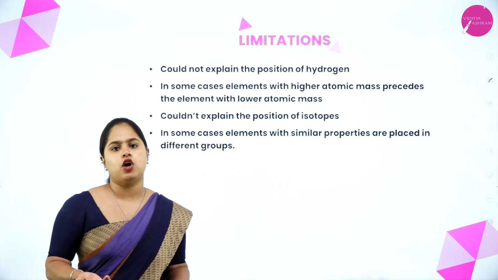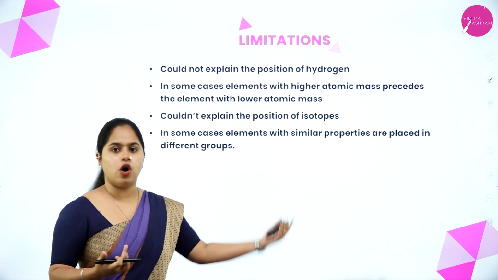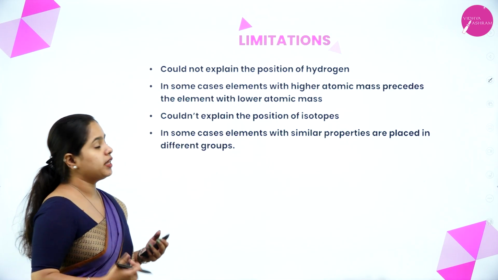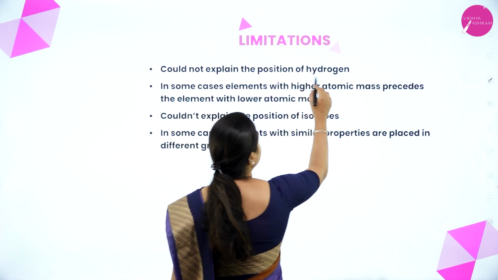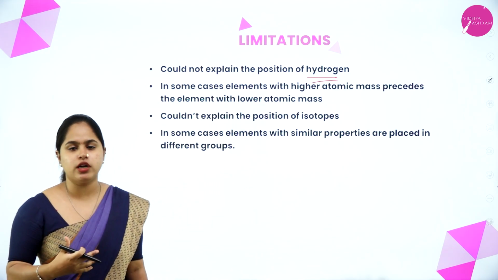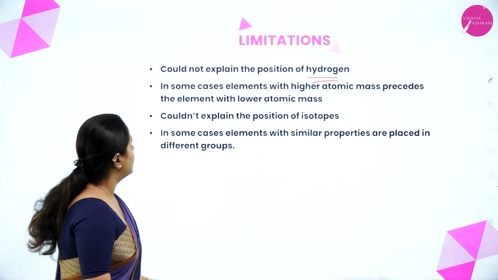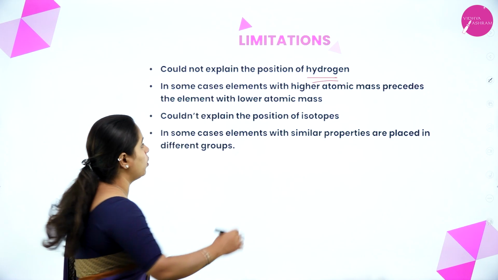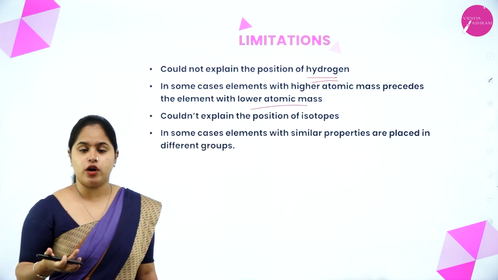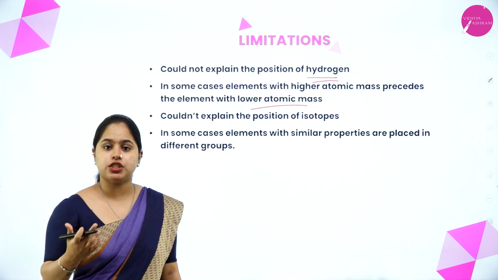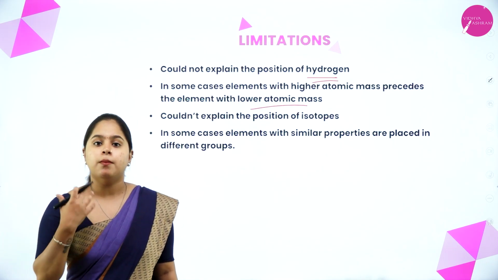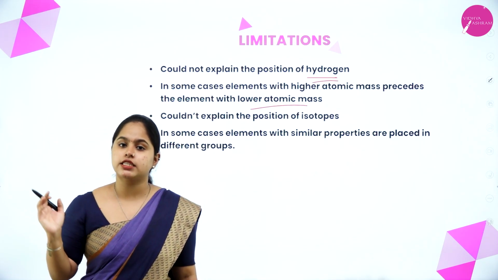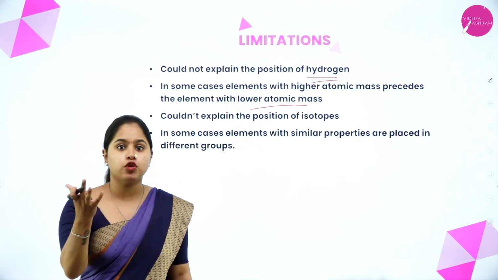Now, even Mendeleev's periodic table had its own limitations. This is not the finally accepted form of classification. So what were the limitations? It could not explain the position of hydrogen, where exactly hydrogen should be positioned. Then, in some cases, elements with higher atomic mass precede elements with lower atomic mass. According to Mendeleev's periodic law, the elements should be arranged in the increasing order of their atomic weights, right? But in certain circumstances, the elements were not in the increasing order of their atomic masses. There were a few discrepancies there.